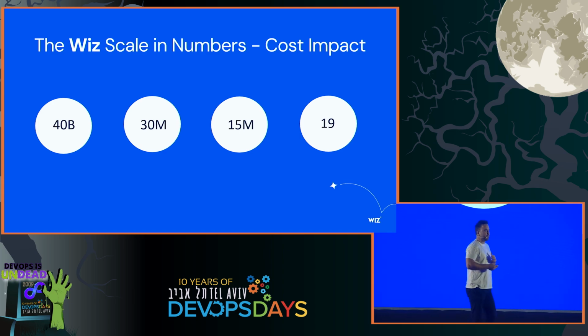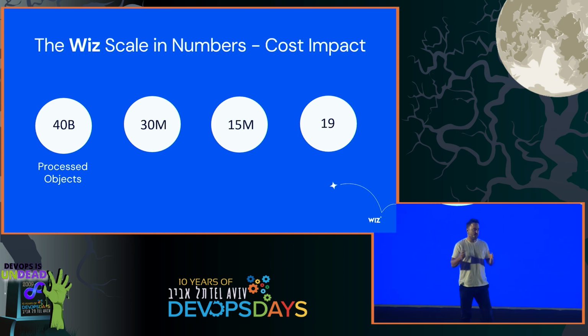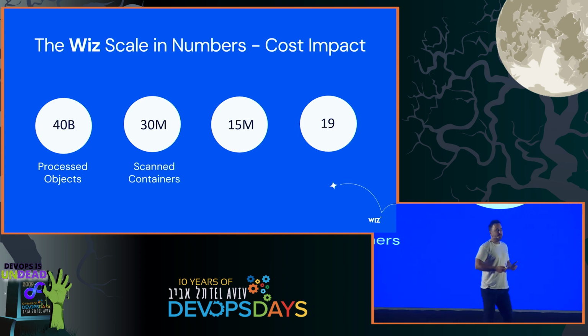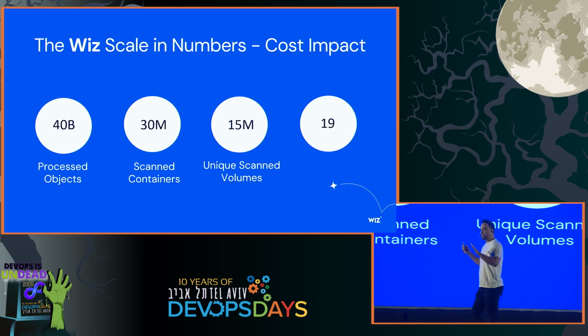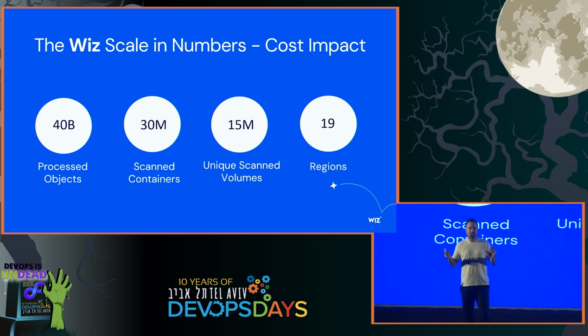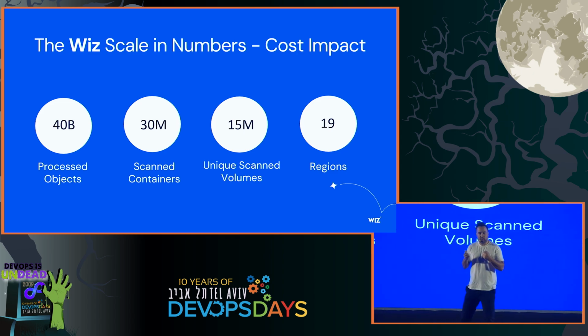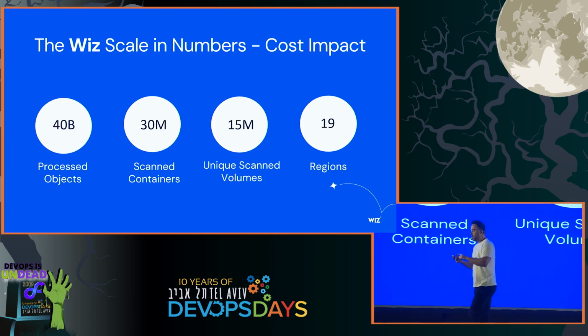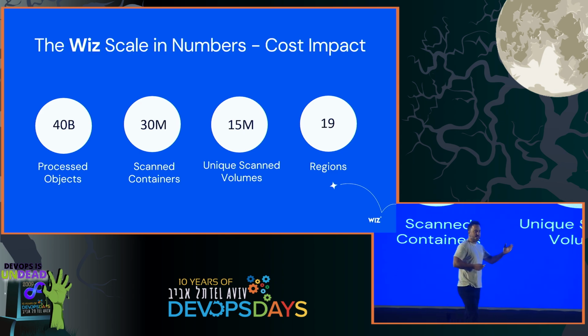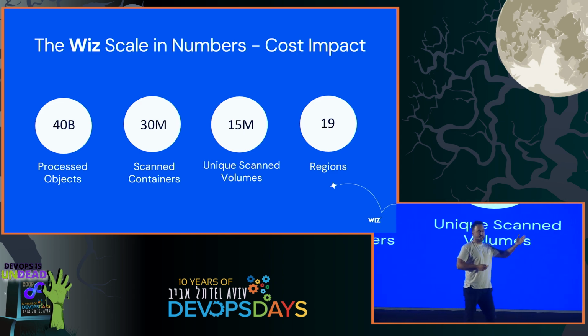Let's talk about numbers, and let's see how Wiz scale impacts the cost. Every day, Wiz is processing over 40 billion objects. An object can be a VM, it can be a firewall. Actually, it's every kind of workload that exists in our customer accounts. We are scanning 30 million containers with 15 million unique disks, and we are running over 19 regions in AWS. So you can realize that when we are talking about cost, a design decision or a code improvement can have a huge impact at this kind of scale.